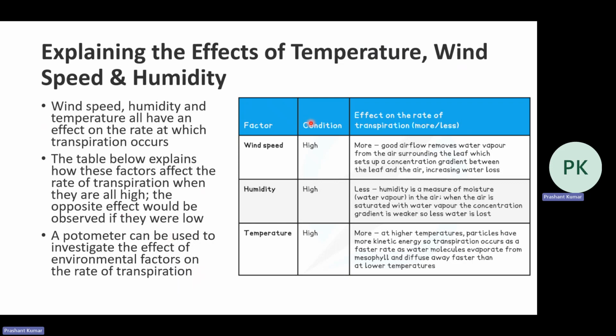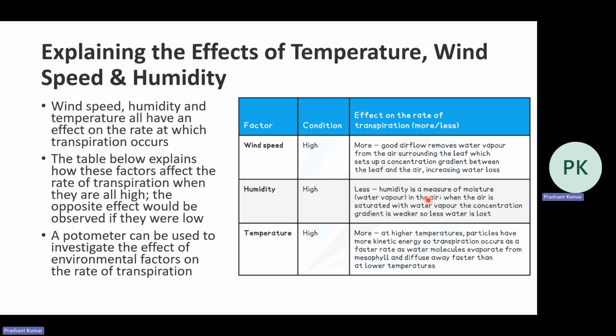I'll explain the effect of temperature, wind speed, and humidity. Suppose wind speed is very high. What happens? A good air flow removes water vapor from the air surrounding the leaf, which sets up a concentration gradient between the leaf and the air, increasing the water loss. Humidity is the measure of the moisture content in the air. So when the air is saturated with water vapor, the concentration gradient is weaker, so less water is lost from the plant to the surroundings.